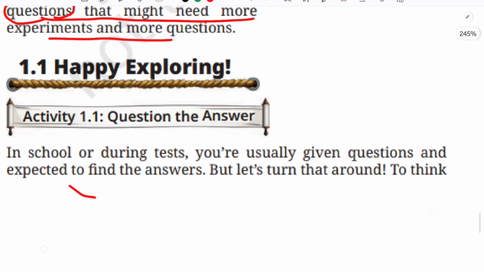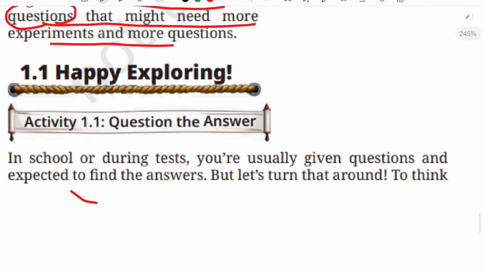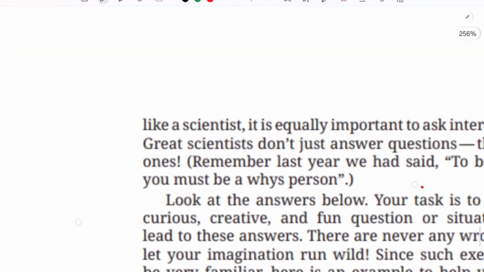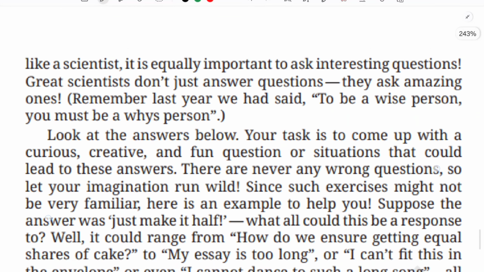So that was all about the introduction of the chapter. Now we are going to explore something here. In school during tests you are usually given questions and expected to find the answers, but let's turn that around. Usually in exams you are given so many questions and expected to answer, isn't it? But here we are going to do some fun experiments.